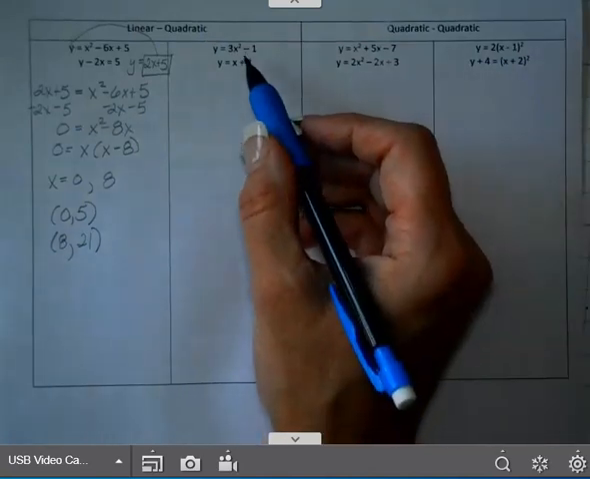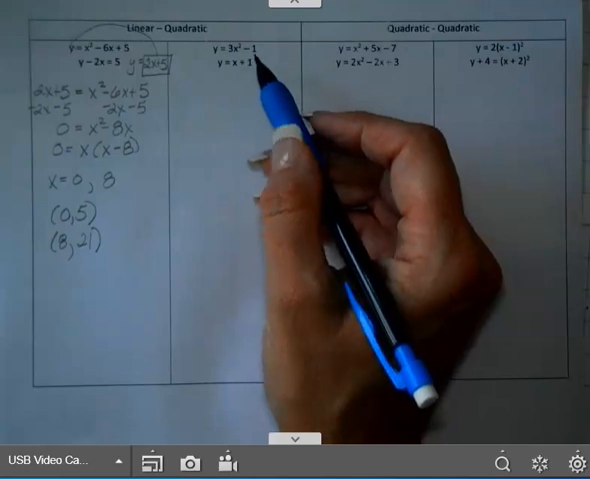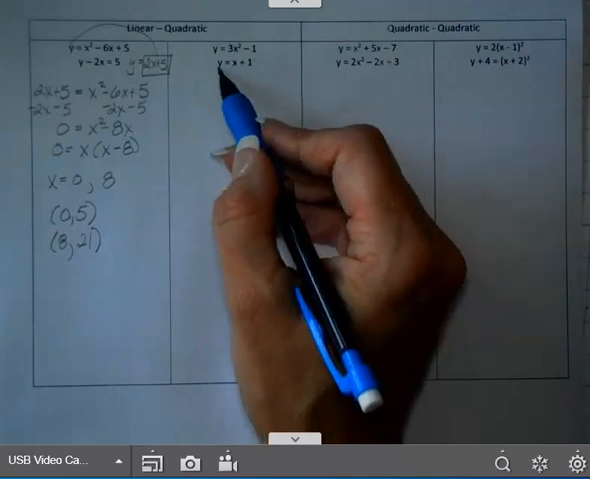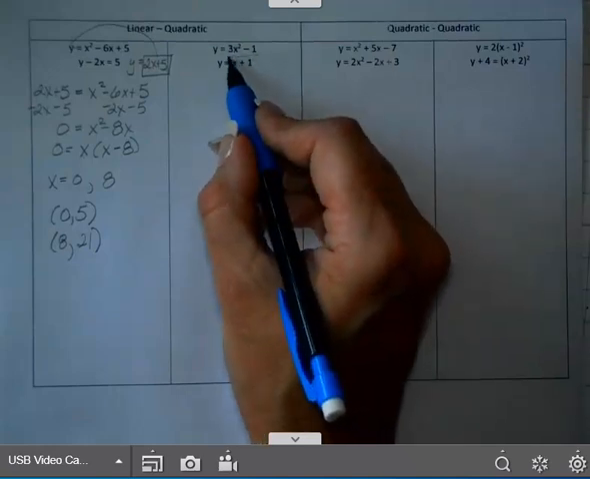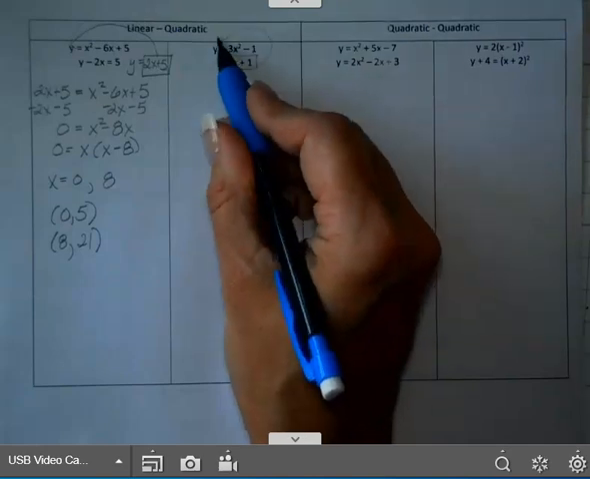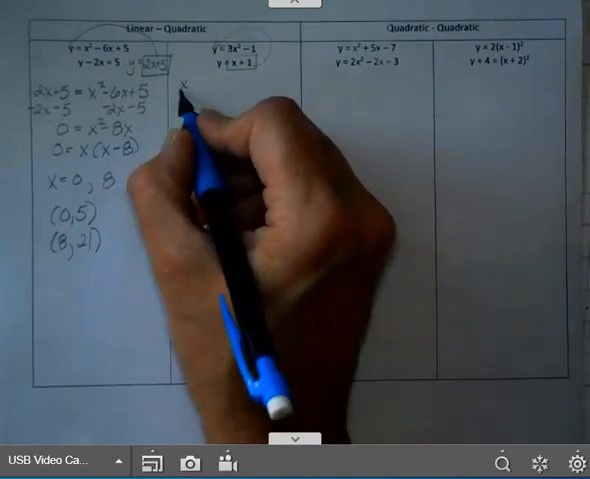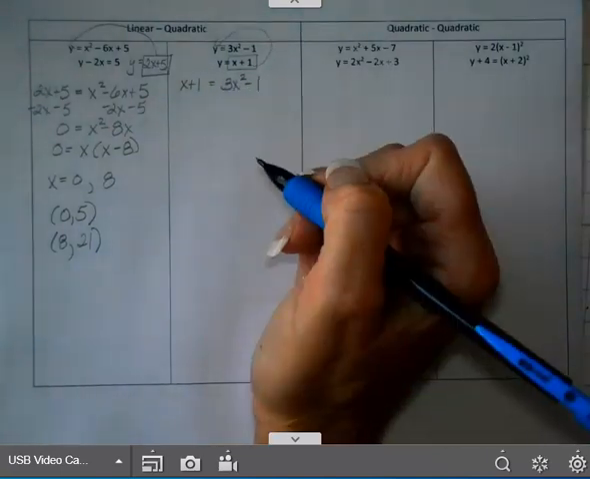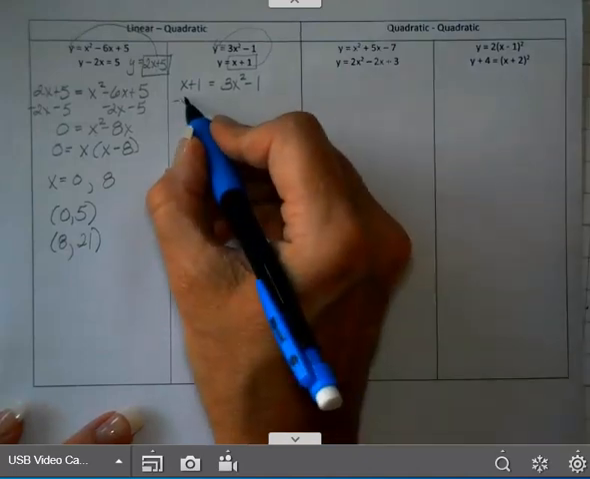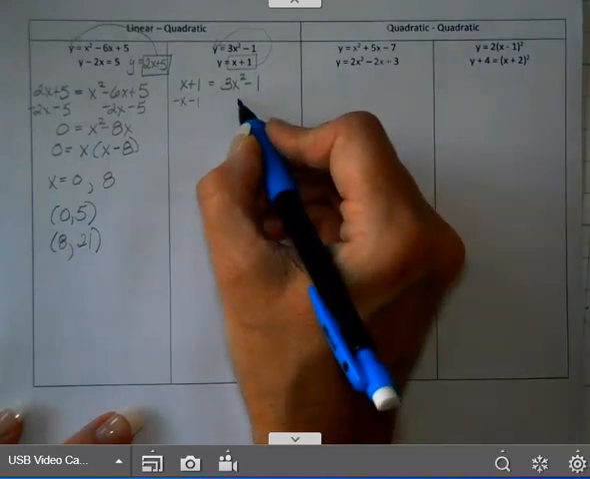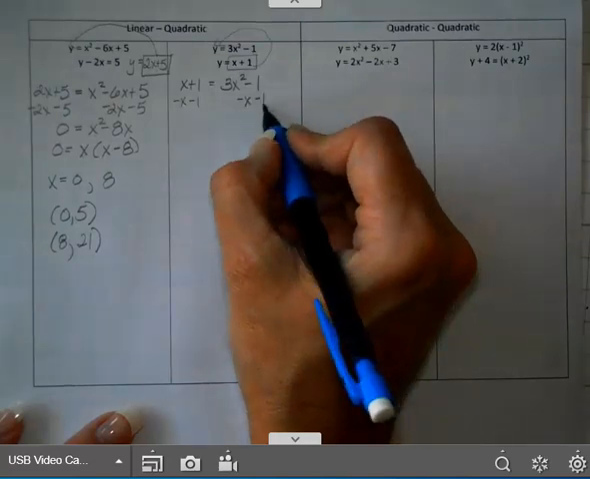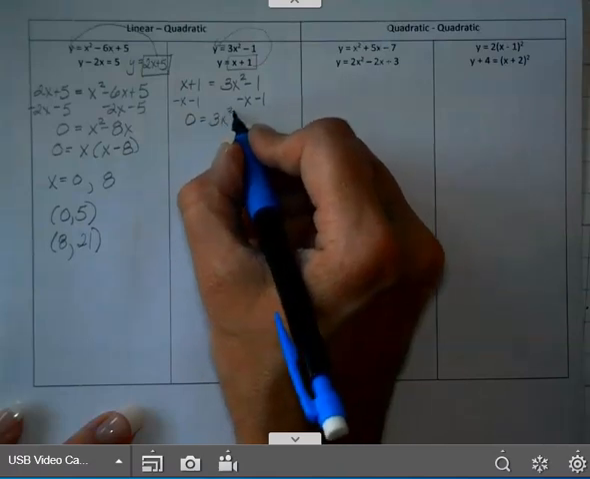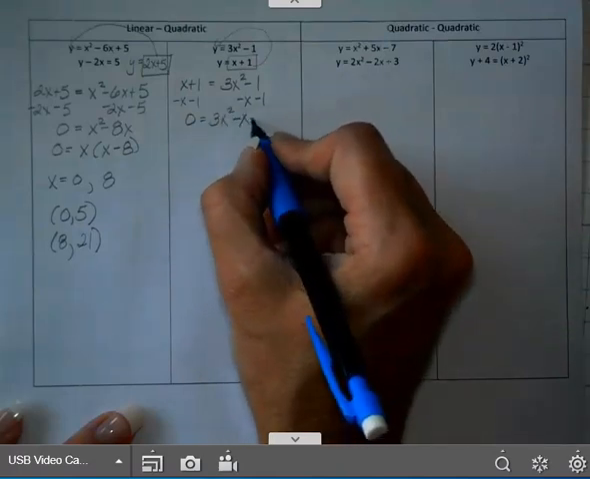For our second example for the linear quadratics, I have a quadratic here and then a line. Notice they're already solved for y, so I can just plug in x plus 1 in for y in the top equation. And I'm going to move everything to one side and set it equal to 0. So I have 0 equals 3x squared minus x minus 2.